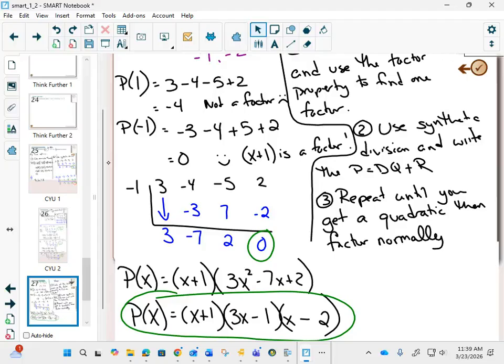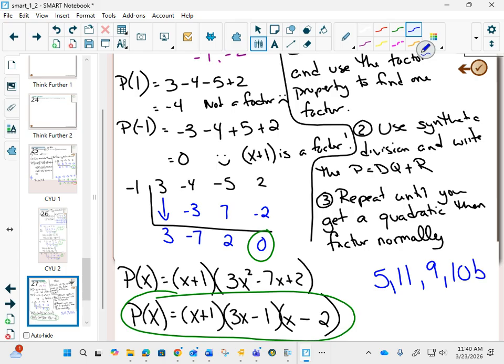But those are the steps for factoring, and the questions you can do for this one are 5, 9, 10B, and 11. I don't know why I have these written in the wrong order. Sorry.